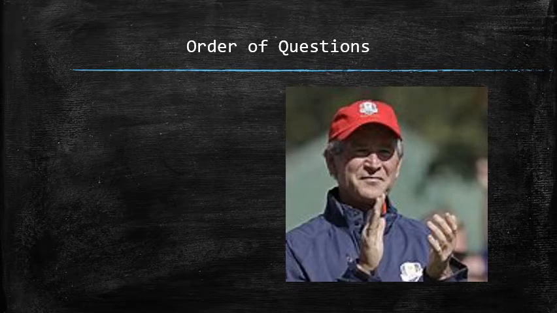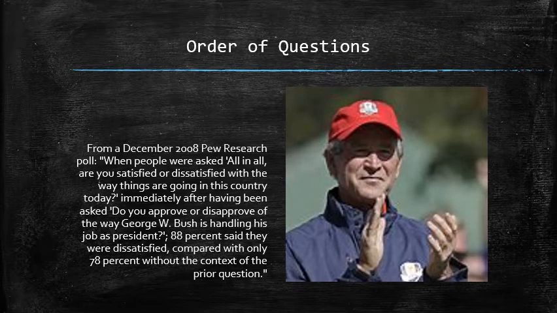Pew Research gave this example from a December 2008 poll. When people were asked, "All in all, are you satisfied or dissatisfied with the way things are going in this country today?" immediately after having been asked, "Do you approve or disapprove of the way George W. Bush is handling his job as president?", 88% said they were dissatisfied, compared with only 78% without the context of the prior question.